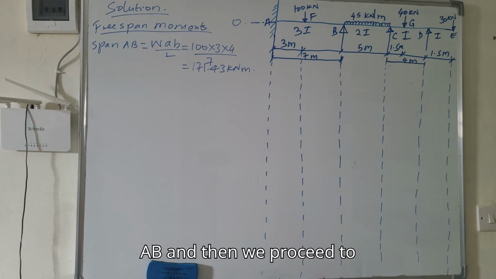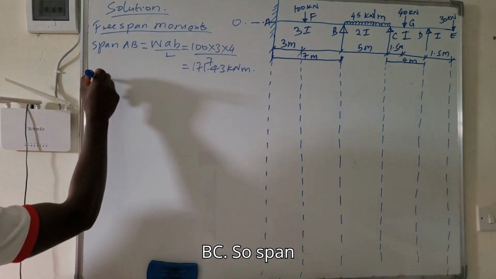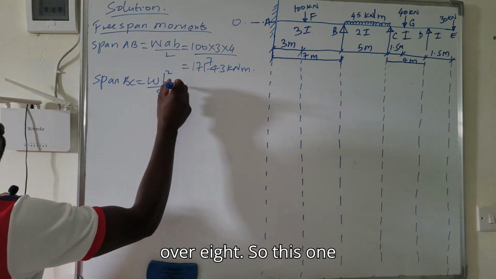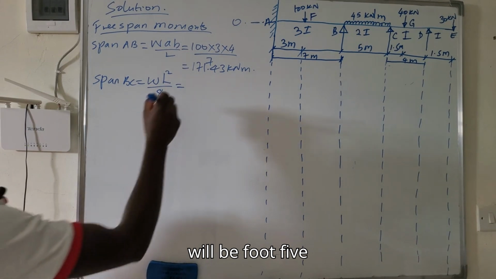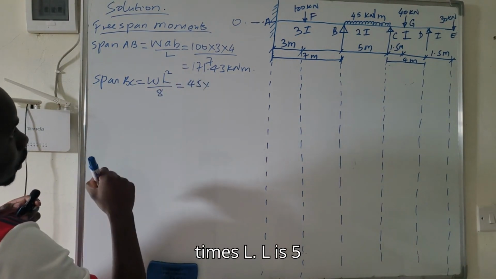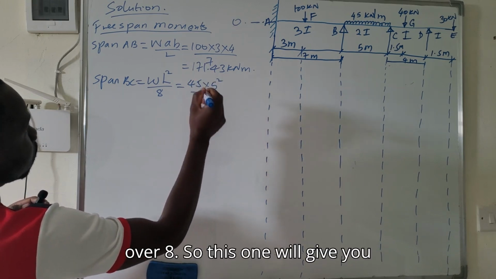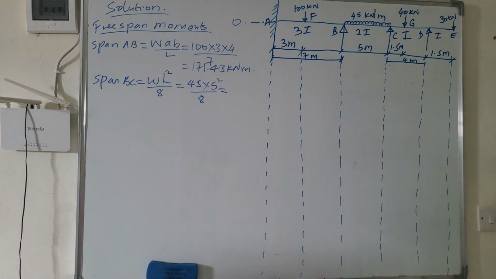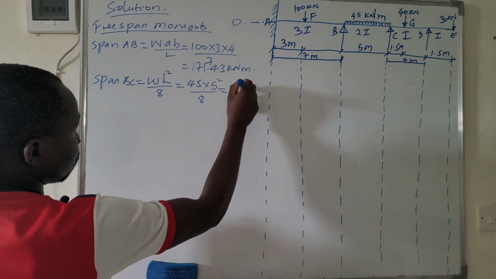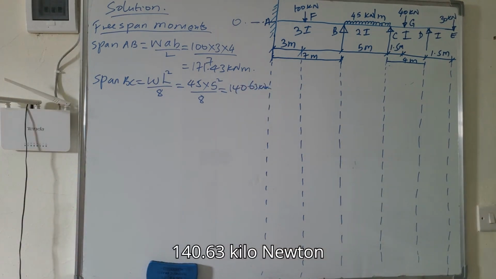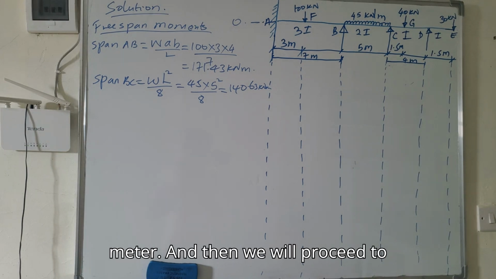And then we proceed to BC. Span BC: w L squared over 8. So this one will be 45 times L, where L is 5, squared, over 8. So this will give you 140.63 kilonewton meter.